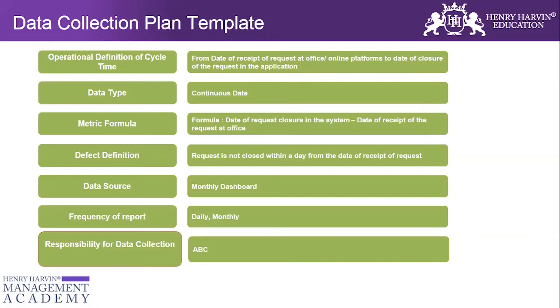So we have taken an example of a metric called cycle time, and it is clearly mentioned what the operational definition of the cycle time is. Cycle time is an opportunity on which we are working. The example we've taken is from date of receipt of request at office online platforms to date of closure of the request in that. So it's a clearly defined definition of cycle time.